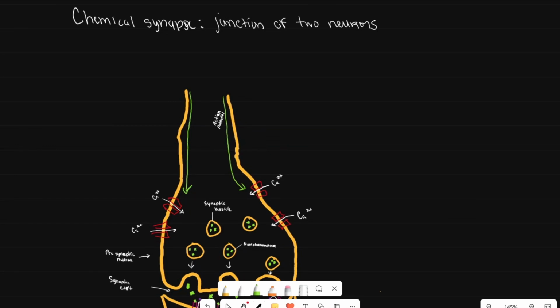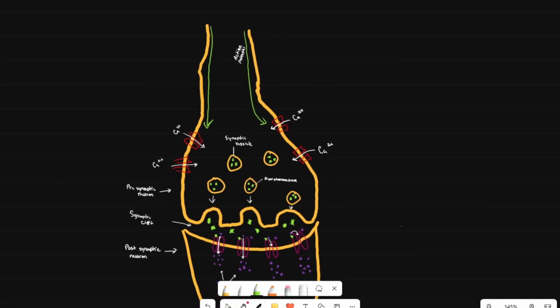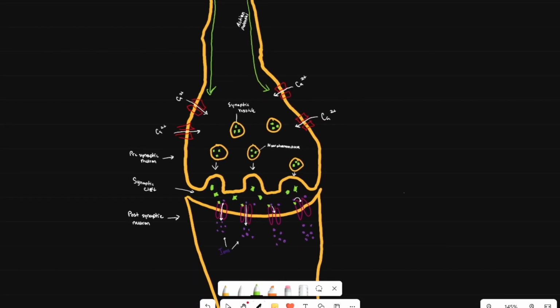So here we're looking at the chemical synapse. This is basically just the junction between two neurons, or where two nerves meet. Here you have the presynaptic neuron, which is the first one we're looking at, the top one. And then you have the postsynaptic neuron. You can just call it the second neuron, and the presynaptic neuron the first neuron, just to keep it simple.